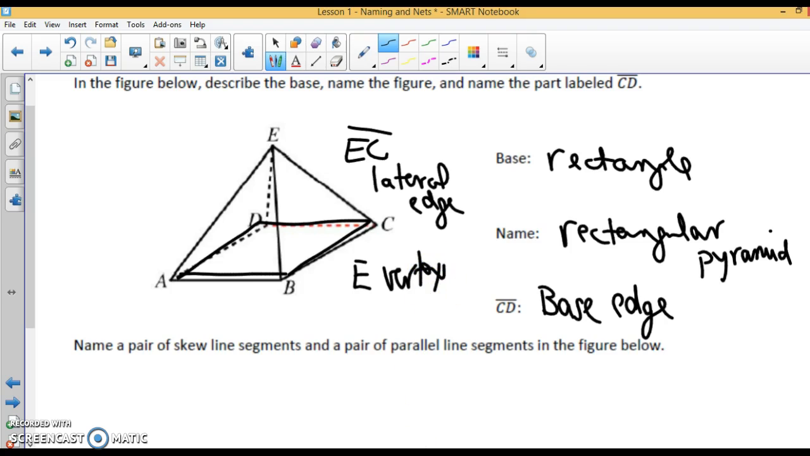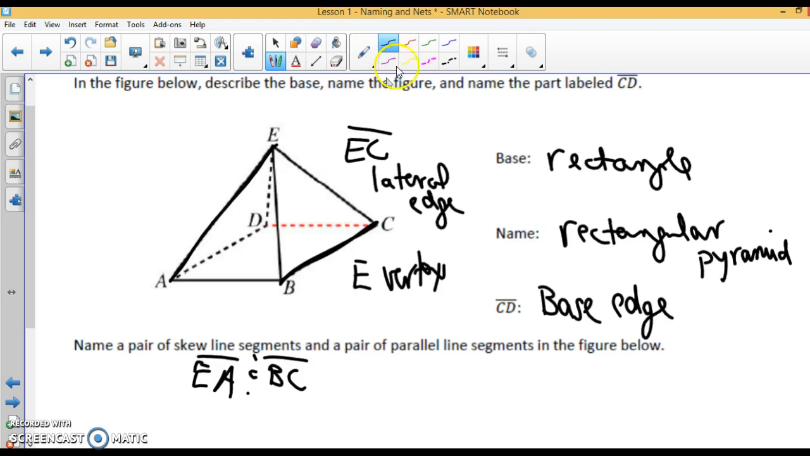Name a pair of skew lines. So, skew lines are two lines that will never intersect, but they are not parallel. So, I could do line EA and I could jump down here to segment BC. Those are two lines that will never intersect, but they are not parallel.